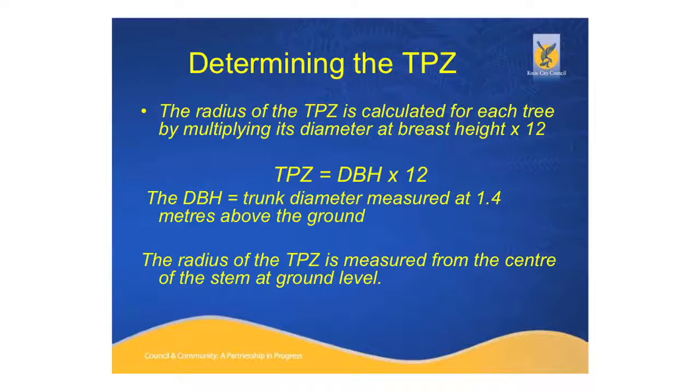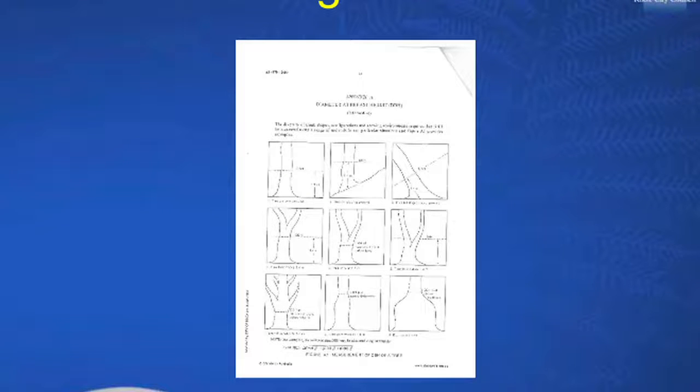From the Australian Standard, I've photocopied that. I don't know how well it is, but that just gives you some diagrams to show where the DBH can be measured on the different tree shapes, on sloping ground and so forth. I'm hoping everyone's got access to a copy.